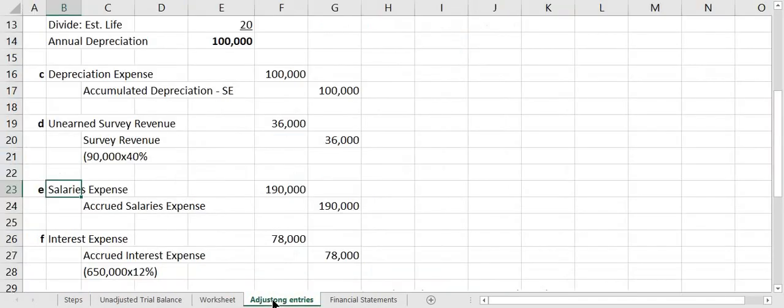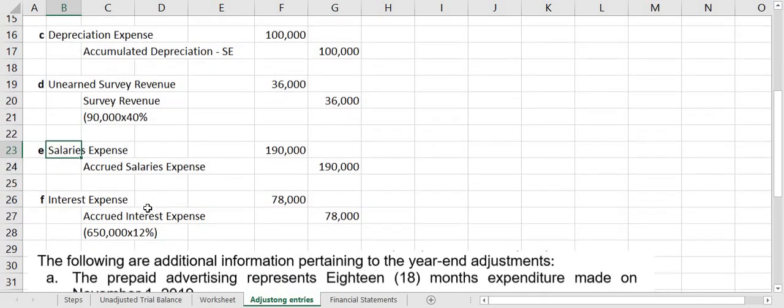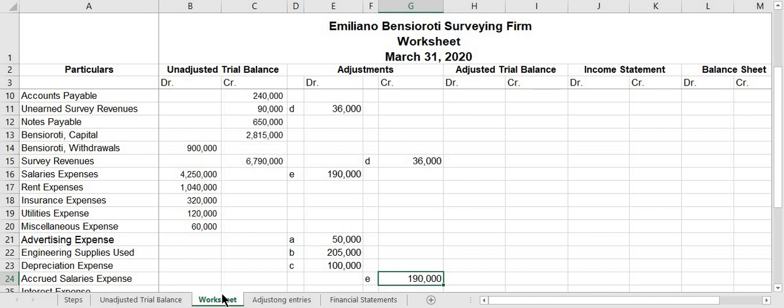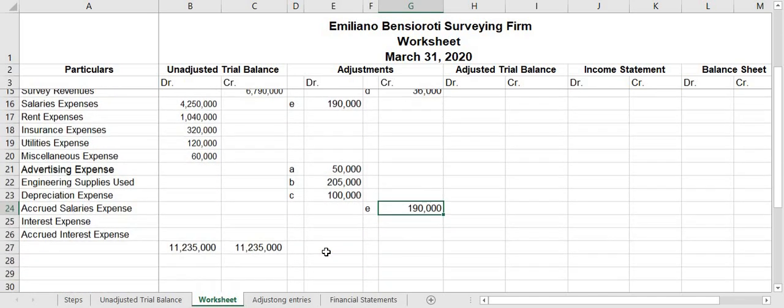Let's go back to our adjusting entries. Our last adjusting entries, that's adjusting entry letter F. Debit interest expense, credit accrued interest expense. Okay, so this adjusting entry is to record the accrual of an interest expense for 78,000. To transfer it sa ating adjustment column, sa ating worksheet, yan.